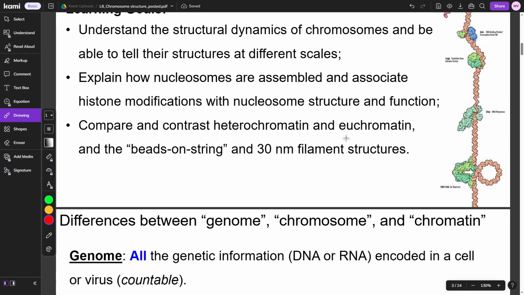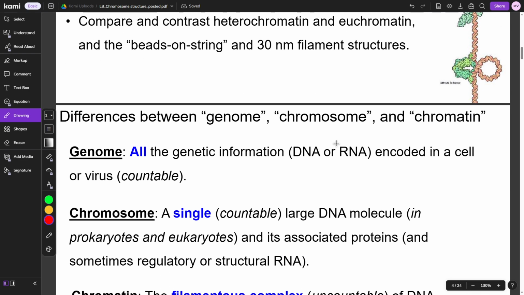Okay, now we're going to move on to chromosome structure. I'm not going to bog you down in all the nonsense, and there's a lot of words in this, but we'll get through this quickly, hopefully. So the difference between a genome, a chromosome, and chromatin: genome versus chromosome versus chromatin.